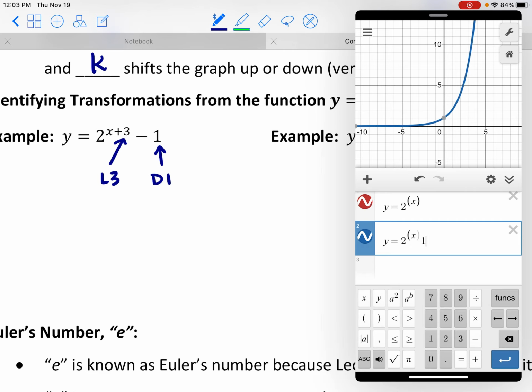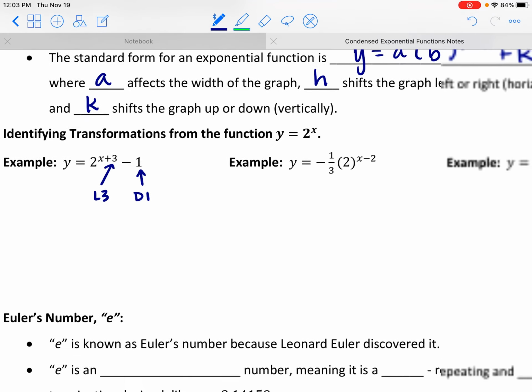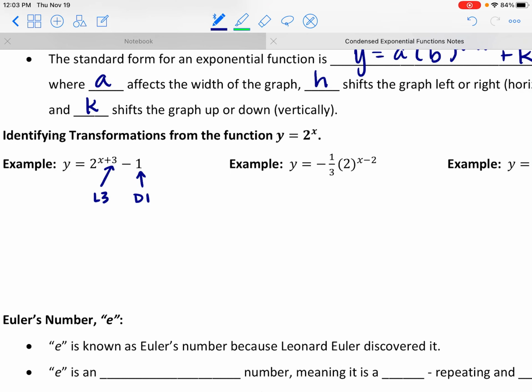Again, we can check. This one's a little easier to visualize. Minus 1. There we go. A graph that is shifted down. It's below the one that's in red. Okay? Now here we've got a whole bunch of transformations.